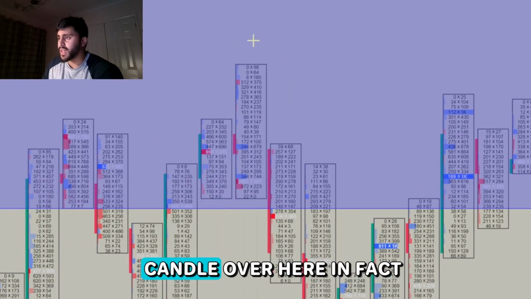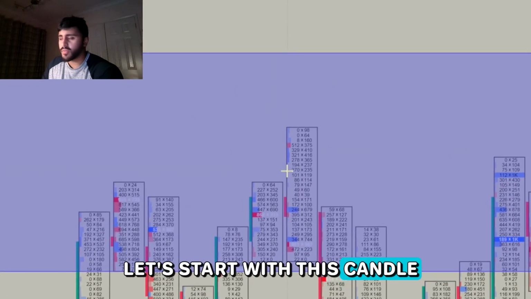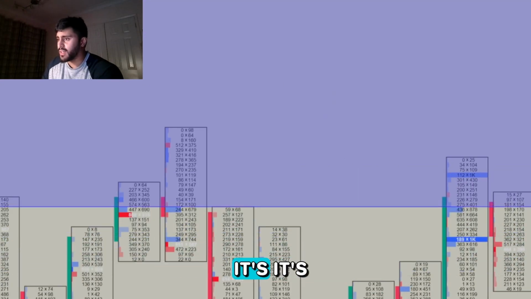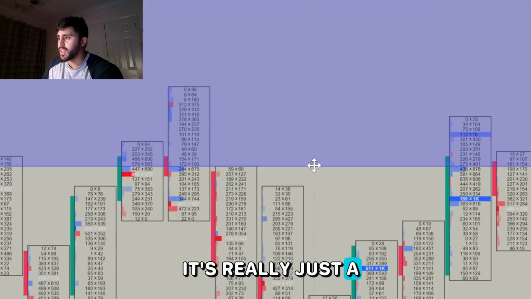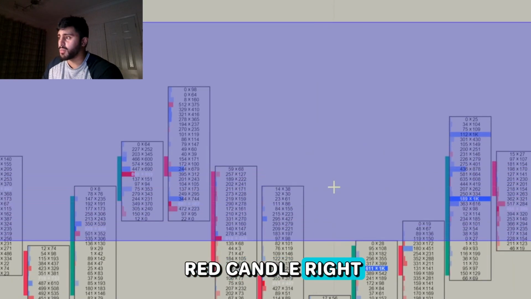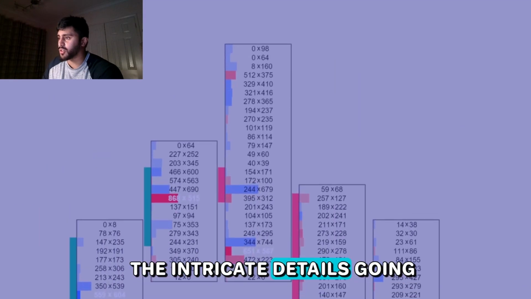We also had this candle over here. In fact, let's start with this candle. When we look at this candle carefully, it's really just a red candle, right? But we don't see the intricate details going on behind, right?